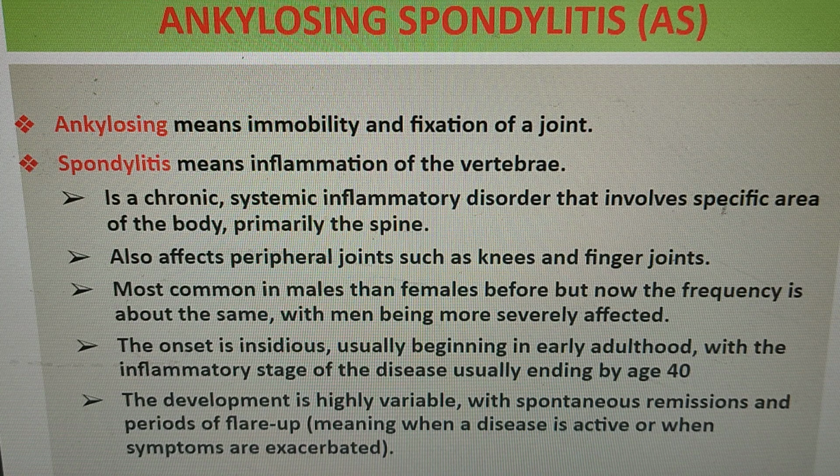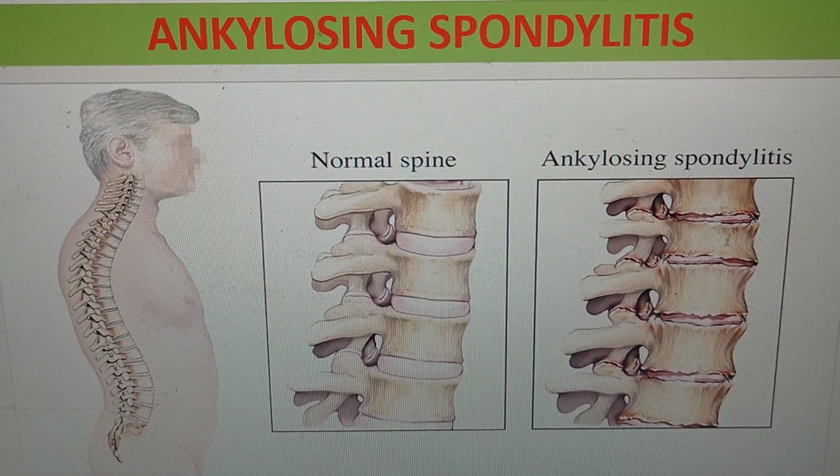Okay, and it was most common in males than females before, but now the frequency is about the same, with men being more severely affected. Okay, so the onset is insidious, usually beginning in early adulthood, with the inflammatory stage of the disease usually ending by age 40. Okay, the development is highly variable, with spontaneous remissions and periods of flare-up, meaning when a disease is active or when symptoms are exacerbated.